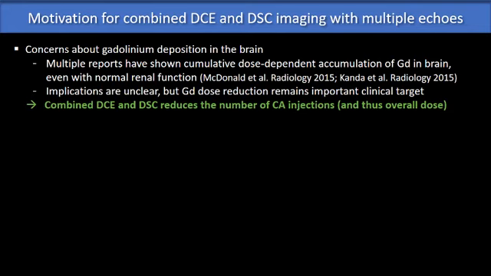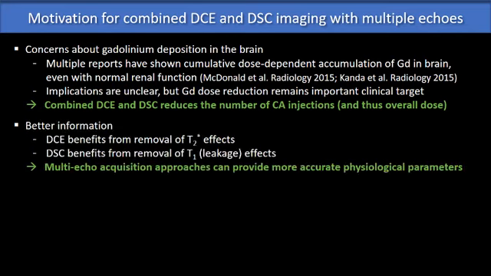So why would we want to do this? I'm not going to talk a whole lot about this first one, but it is a motivation: concerns about GAD deposition. In the last few years, there have been reports that have shown that there is accumulation of GAD in the brain, even in patients with normal kidney function. Clinical implications of this are still unclear, but GAD dose reduction remains an important clinical target, especially as we think about brain tumor patients or pediatric patients who are maybe getting surveillance scans every few months. And I will note that there's a plenary session on this later on this week if anybody's interested.